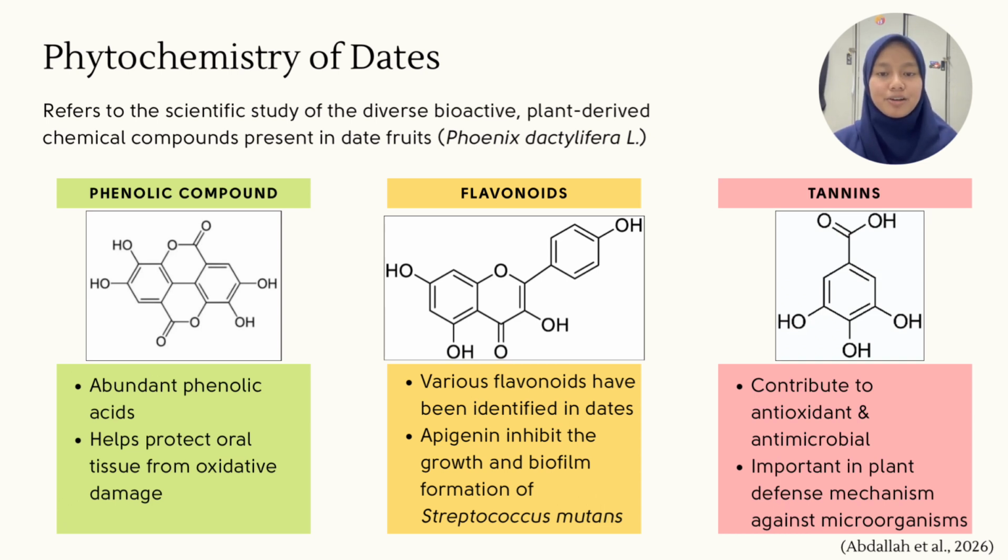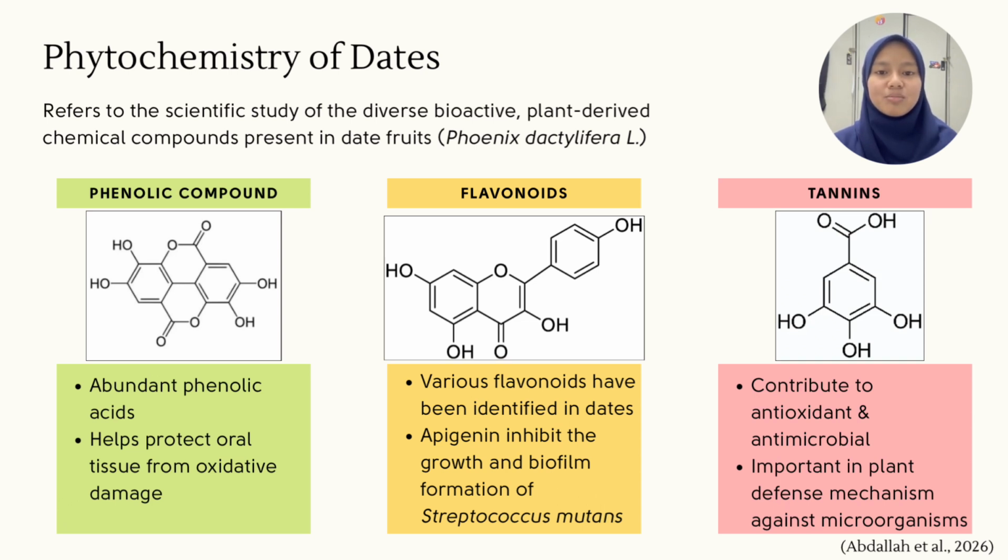Next are flavonoids. Various flavonoids have been identified in dates, including apigenin. Apigenin has been shown to inhibit the growth and biofilm formation of Streptococcus mutans, which is one of the main bacteria that is responsible for dental caries. This suggests that flavonoids may play a role in preventing plaque accumulation and also promoting better oral health.